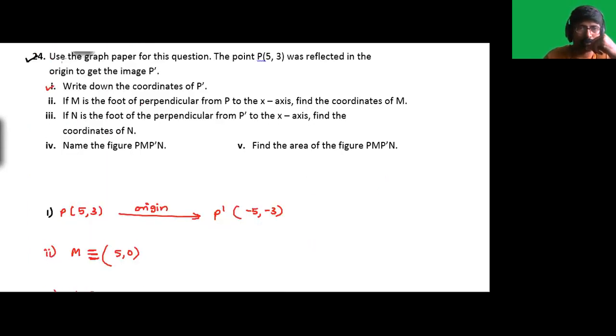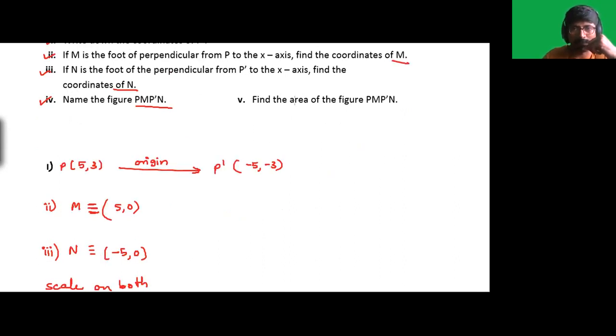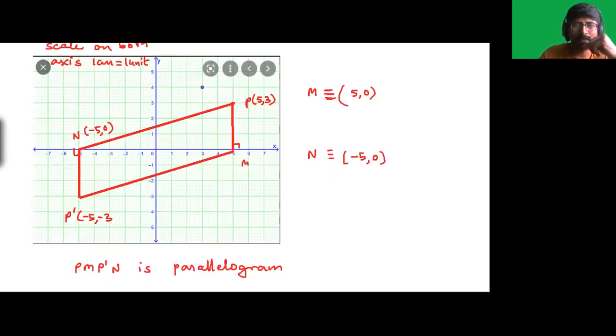Next, I guess we finished the second subpart. What is the coordinates of N? We're done. What is the name of this figure PMP dash N? We finished that also. Name of the figure PMP dash N is parallelogram. And now the last part. Find the area of this figure PMP dash N. Now how to find the area? So look at this. There are several ways to calculate.